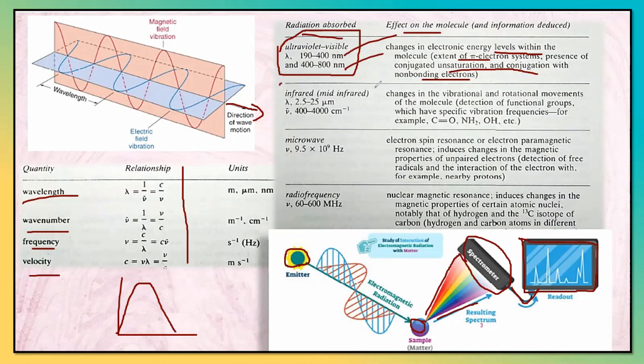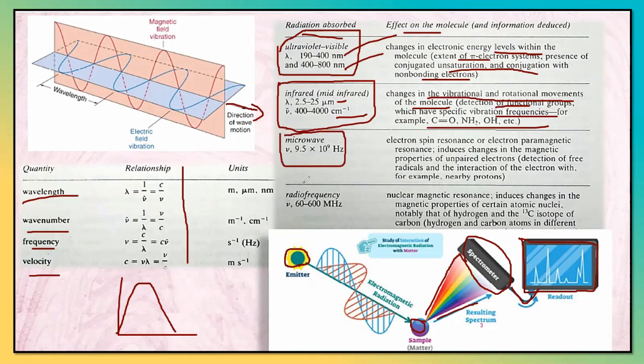After that we have infrared spectra. In infrared it is around 2.5 micrometer to 4000 centimeter inverse, right? And here changes in vibrational and rotational movement occur, due to which these vibrations are detected and we get the spectra. Okay, now after this we have microwave spectra. In microwave spectra the range is around 9.5 times 10 to the power 9 hertz. Here electron spin resonance occurs, due to which the spectra originates and our food gets heated, right?